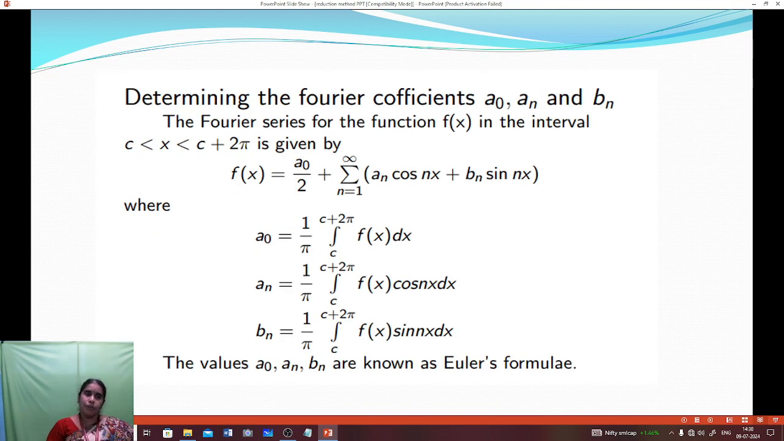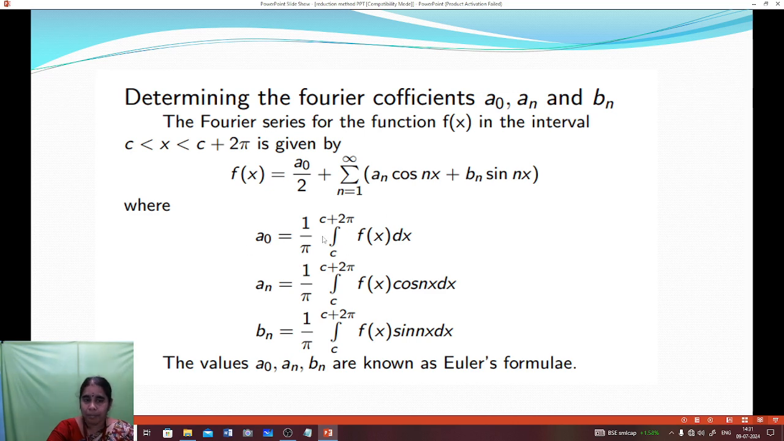Next, Fourier coefficients. How can we determine our Fourier coefficients? The general Fourier series in the interval c to c plus 2 pi, if our x lies between c and c plus 2 pi, is given by f of x equal to a naught by 2 plus summation n equal to 1 to infinity of a n cos n x plus b n sin n x, where a naught equal to 1 by pi integral c to c plus 2 pi f of x dx, and a n equal to 1 by pi integral c to c plus 2 pi f of x cos n x dx. The coefficient for a naught is this.